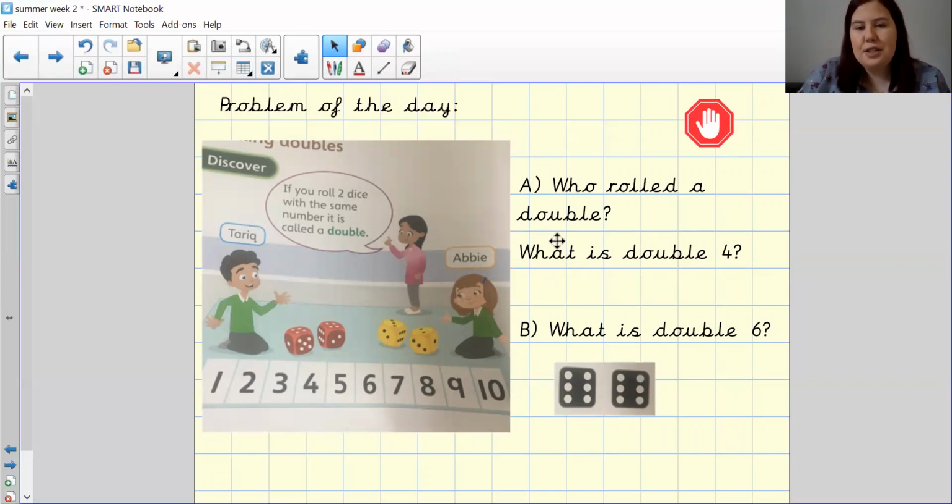The second part of the question is, what is double 4? And then part B is, what is double 6? So please stop the video now and have a think about these questions, please, and write your answers onto a piece of paper.